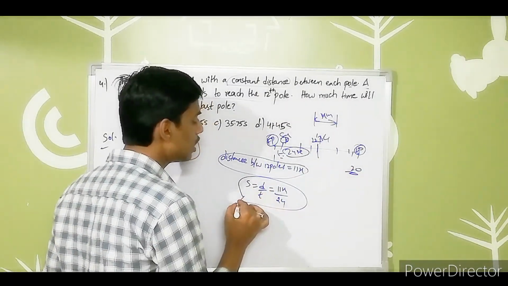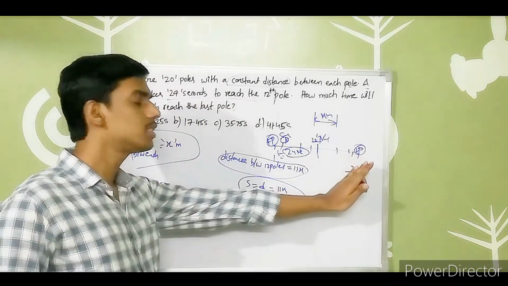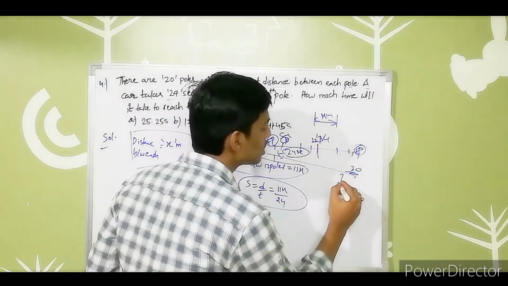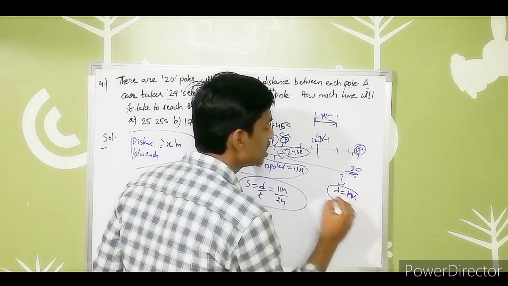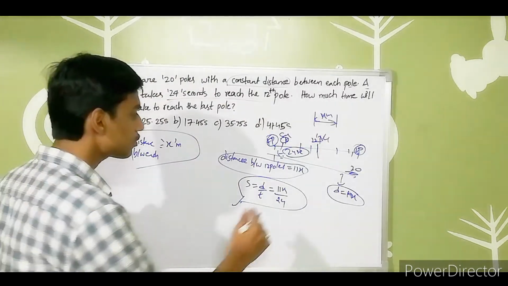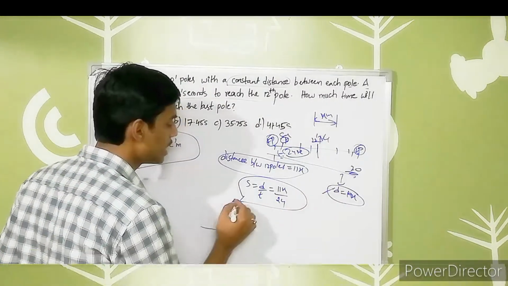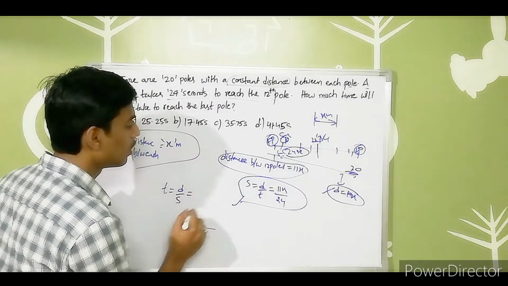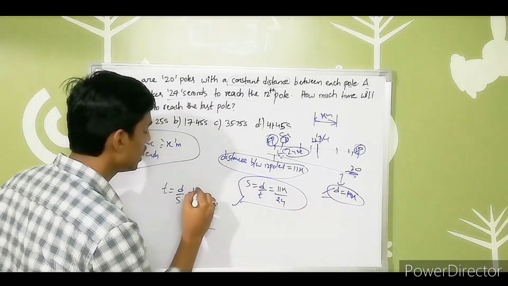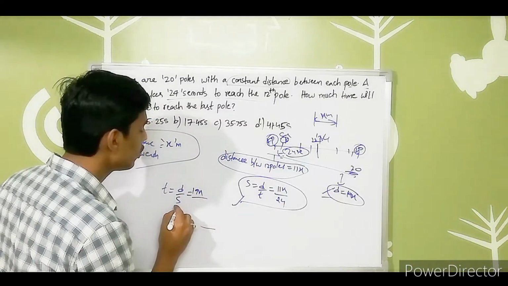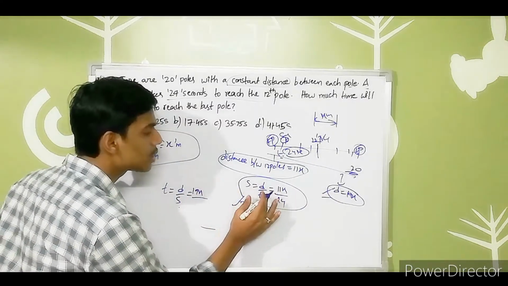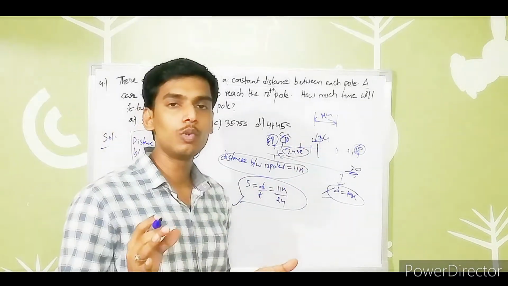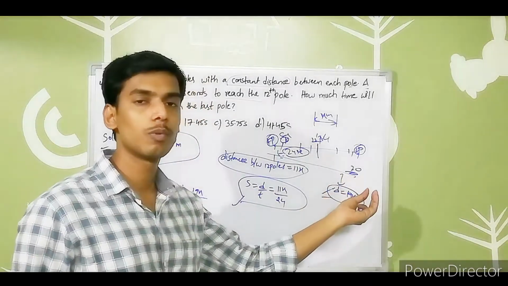As we already know the speed, if we know the distance up to the 20 poles, we can find the time. The distance for 20 poles is 19x, as the distance between each pole is x meters. The formula is time equals distance divided by speed. So we substitute the total distance 19x and the speed we know, and dividing gives the time required to reach the last pole.